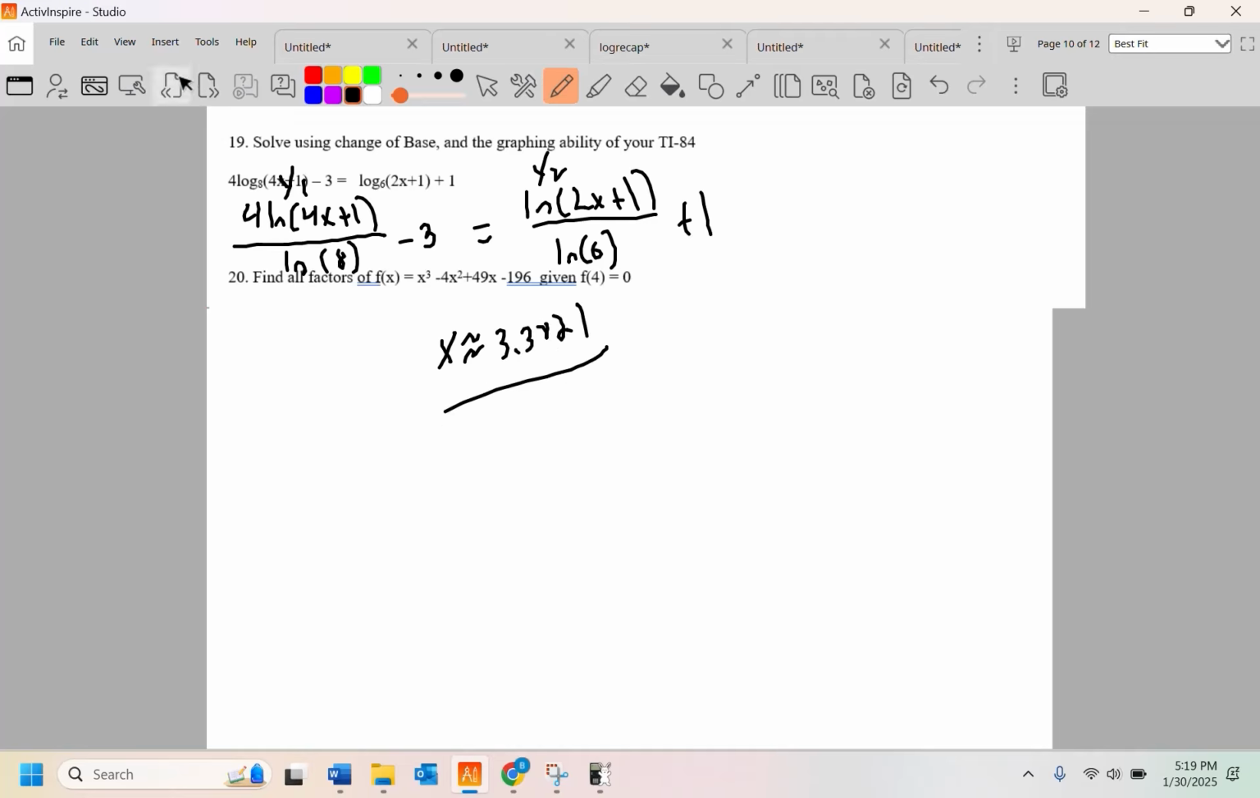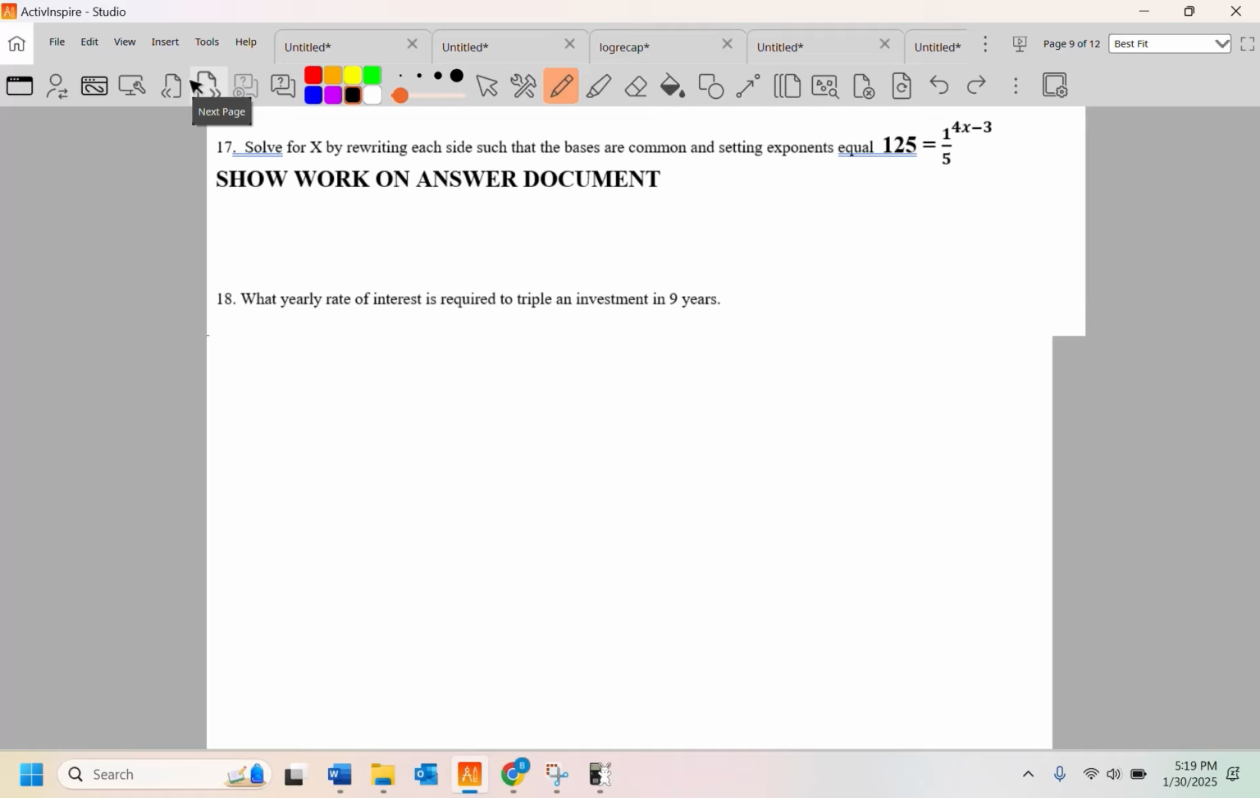Easy peasy, lemon squeezy. Moving backwards to 18, what yearly rate of interest is required to triple an investment in 9 years? This one is not multiple choice. I don't care how you do it. I don't care if you use technology or if you do it by hand. I really don't. Because you can see like 17 above this says, show me some work. There's a couple that we're about to get into that say, show me work.